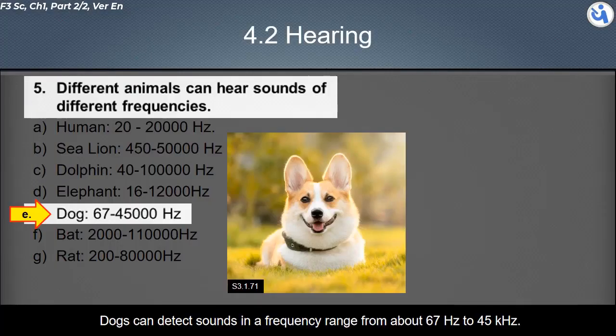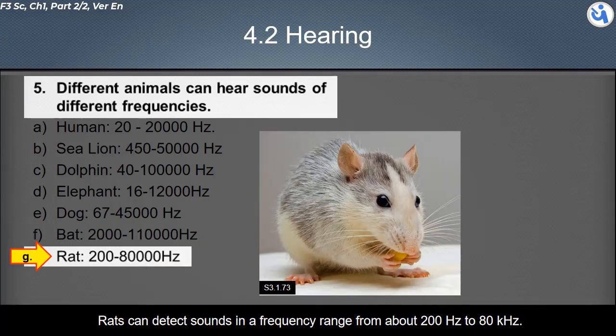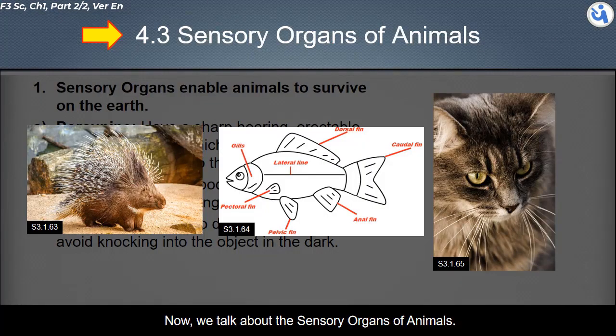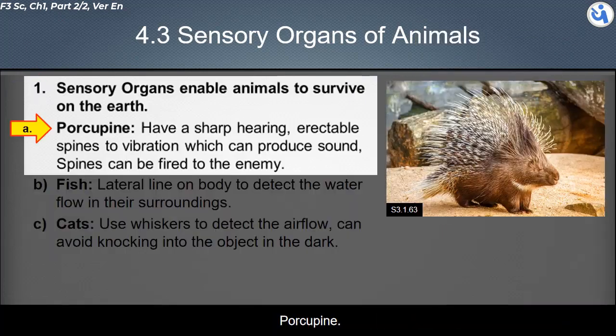Dogs can detect sounds in a frequency range from about 67 Hz to 45,000 Hz. Bats can detect sounds in a frequency range from about 2,000 Hz to 110,000 Hz. Rats can detect sounds in a frequency range from about 200 Hz to 80,000 Hz. Now, we talk about the sensory organs of animals. Sensory organs enable animals to survive on the earth.